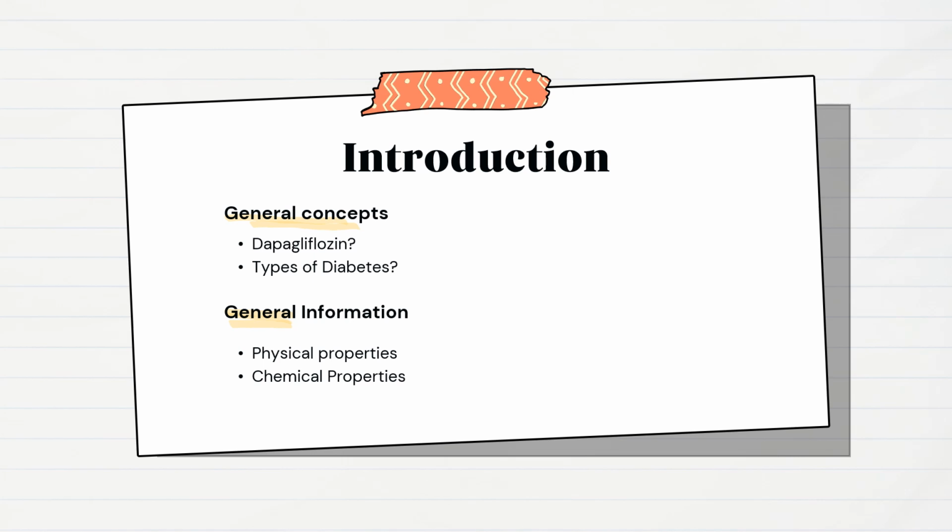What is diabetes? We can classify diabetes into two types. Type 1 is where the body doesn't produce sufficient insulin, while in type 2, the body produces insulin, but our body cells become resistant to the insulin. They don't allow the glucose to enter into them and perform their functions.